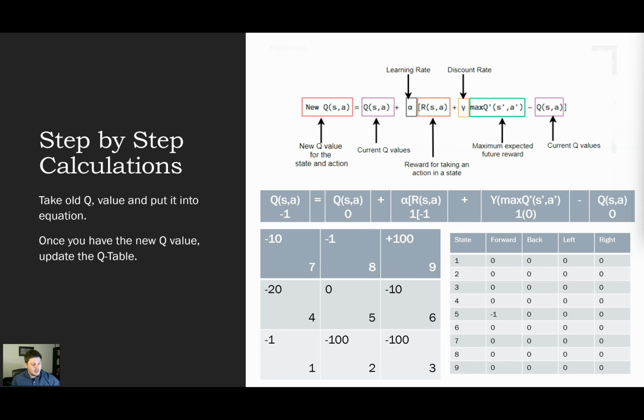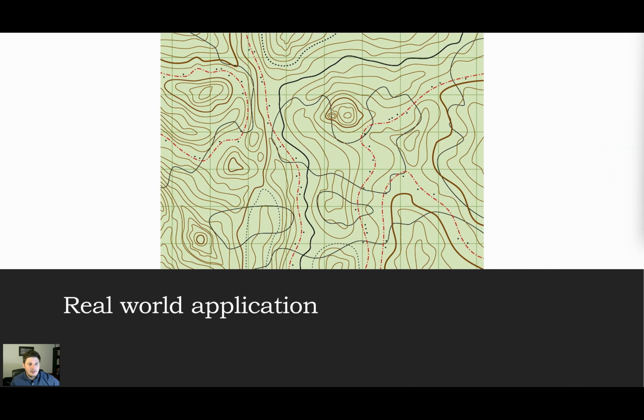But let's look at a real-world application of this. Staying on our idea of hiking, if I give the algorithm a topographical map and say, I want to go to the top of Hill A, find me the fastest, easiest way to get up to Hill A. What we can do then is create a series of very complex reward values for each of the different states that we find ourselves in.